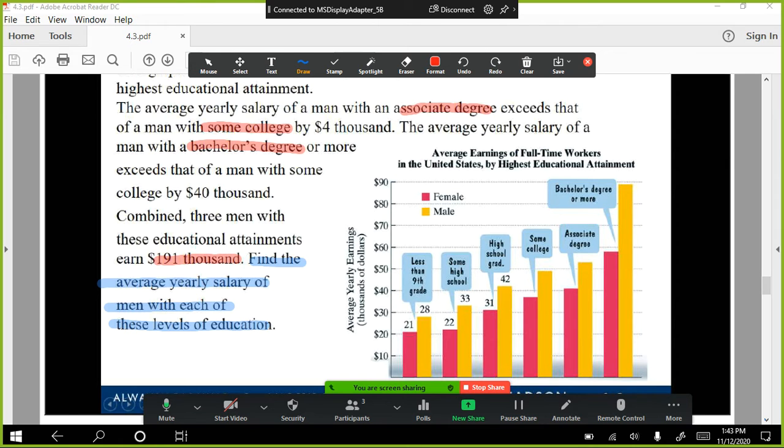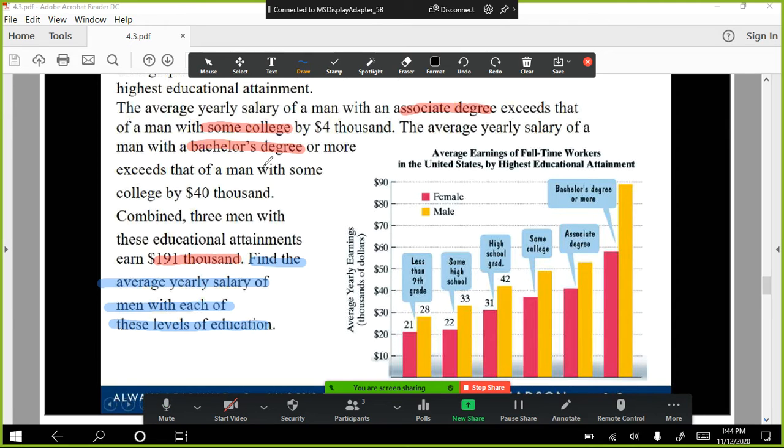Well, I can't just say X plus Y plus Z, because that doesn't do me any good. There's nothing there to solve. I have more than one variable, so I have to compare these variables to each other. I've got to figure out which one of these 3 I want to let be X. It says average yearly salary of a man with associate degree exceeds that of some college by 4,000. So it is 4,000 more than some college.